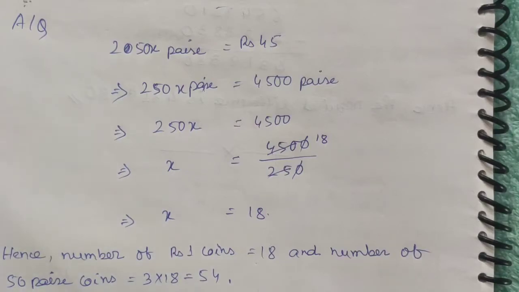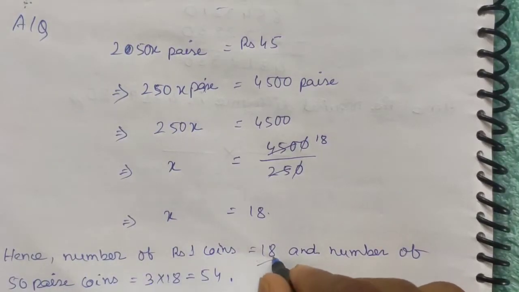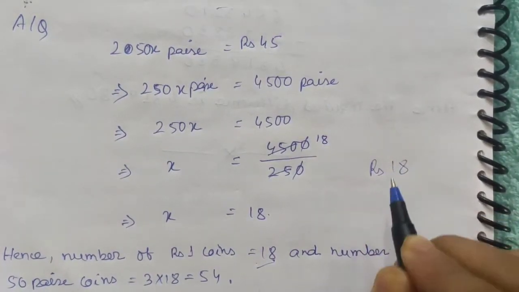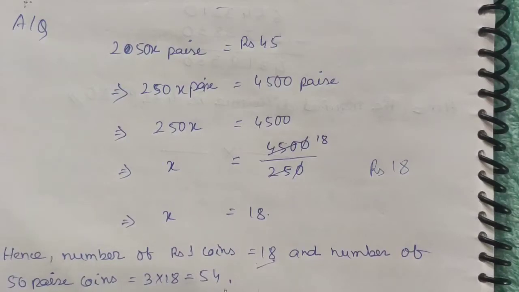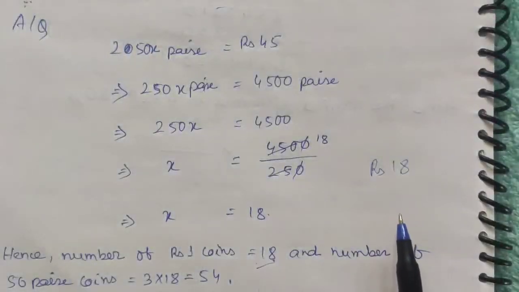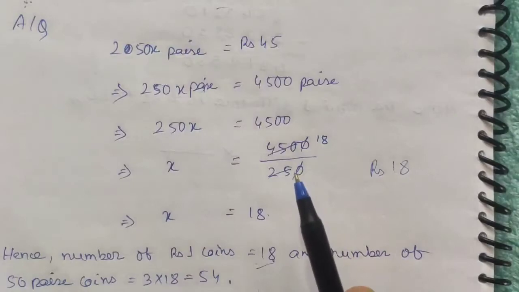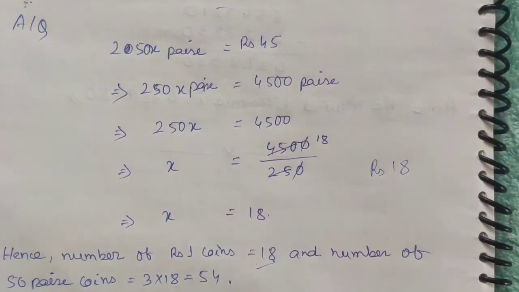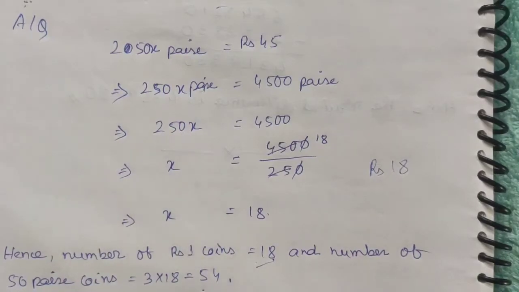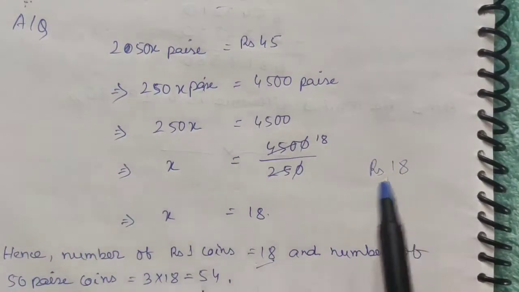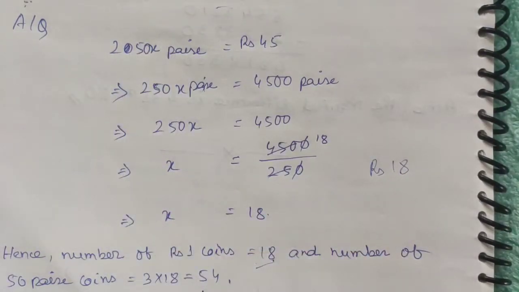Clear? Now if we add, we have 18 coins of rupees 1, so if we convert into rupees, it will be rupees 18. And how many 50 paise coins? 54. And if we multiply it with 50 paise, it will be 54 half, 27. 27 plus 18 is 45. Clear? If we divide 54 by 2, the number which comes, if we add this with 18, we will get our result, that is 45. I hope this is clear to you.